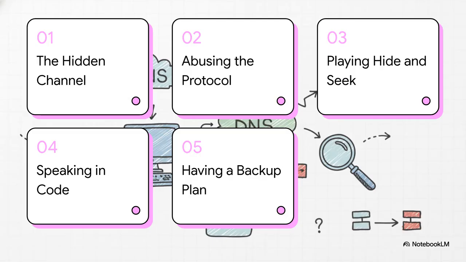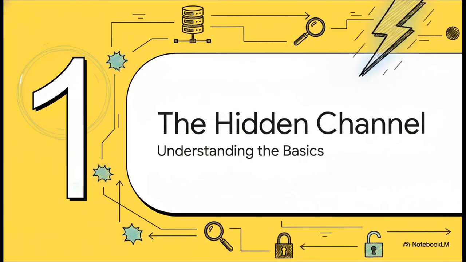So how exactly do they pull this off? Well, here's our game plan for this explainer. We'll start by uncovering this hidden channel itself. Then we'll dive right into the attacker's playbook: how they abuse the rules, play hide and seek, speak in code, and of course, always have a backup plan. All right, first up, the internet's hidden channel.